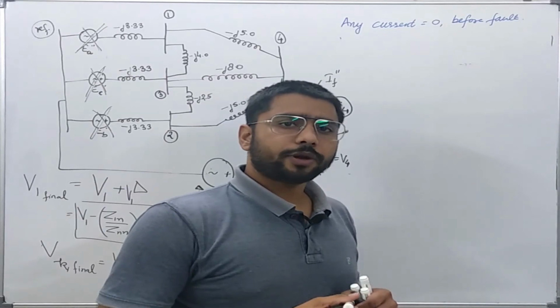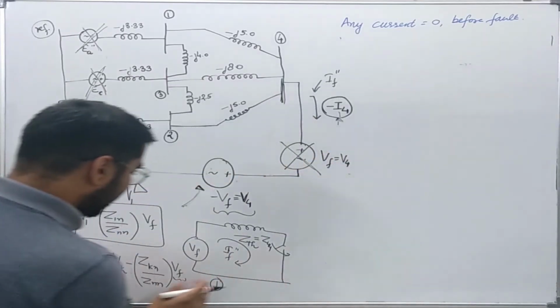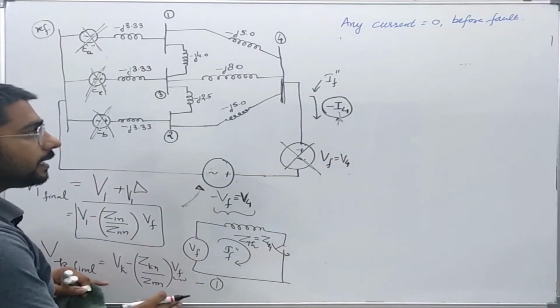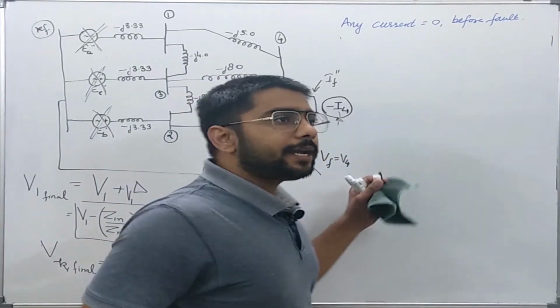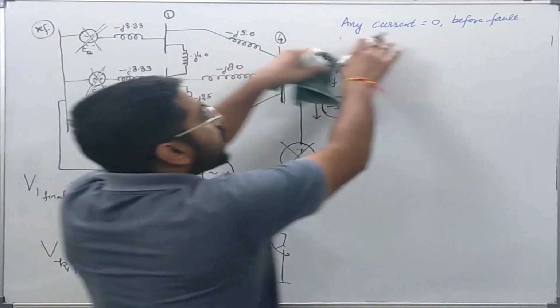Now there is one more important point. I can further simplify this equation 1 because, as I already told in the beginning of this lecture, I have assumed that there is no current before the fault.